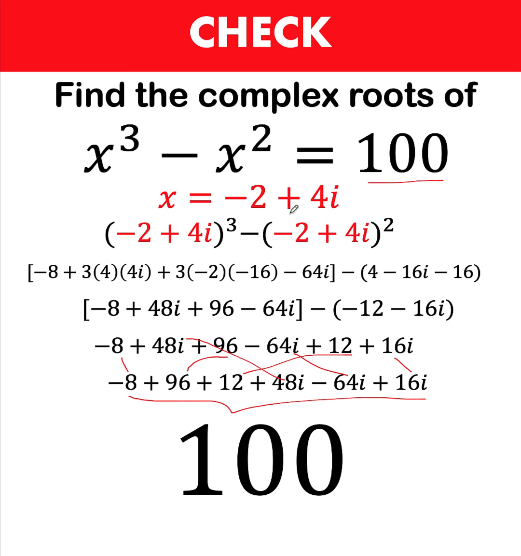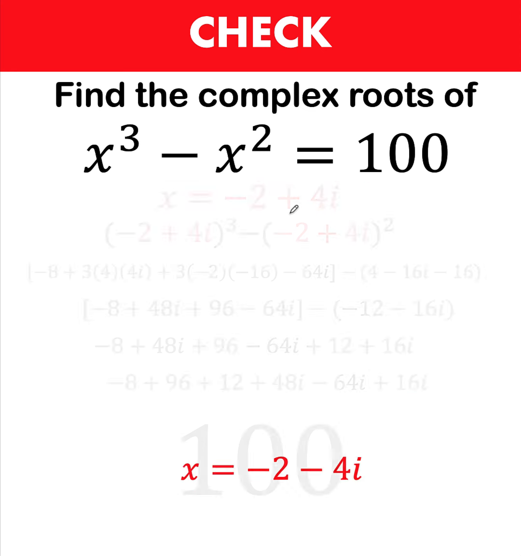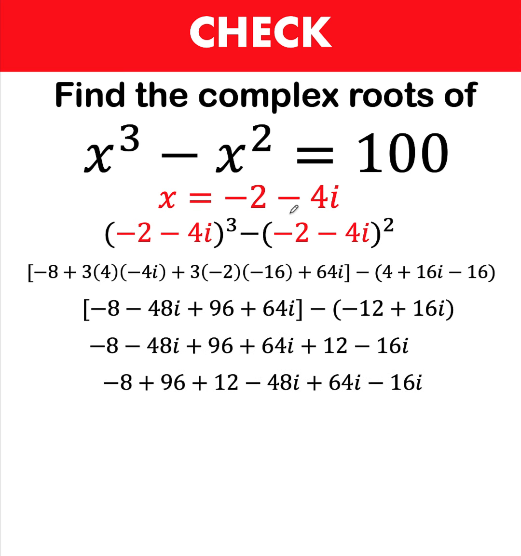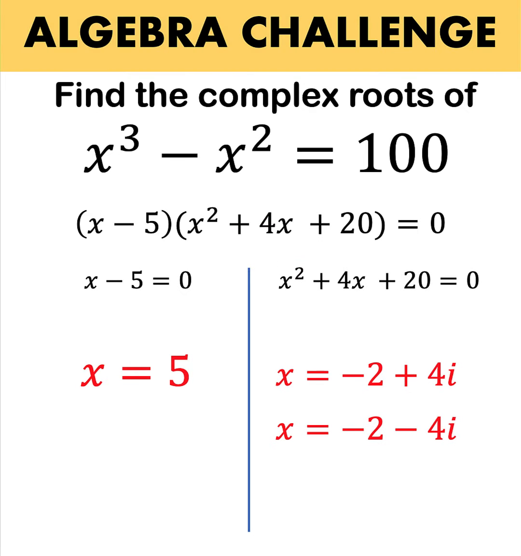Now for the last part, we just show you the same computation, we just changed the sign, and here is the result. And again, we arrive at 100. So we have just verified that the three roots of this cubic polynomial are x equals 5, x equals negative 2 plus 4i, and x equals negative 2 minus 4i.